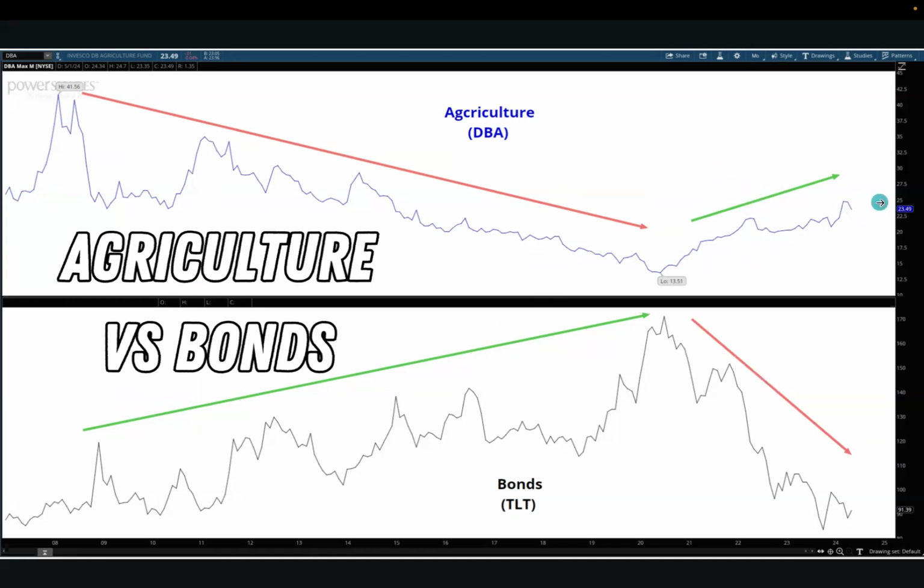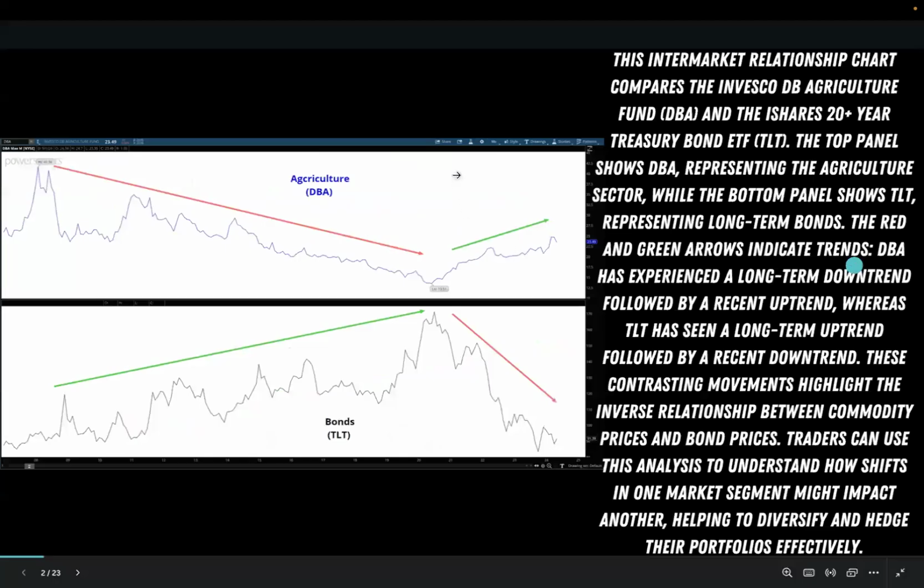You can see here recently over the past couple months, DBA has been rolling over and starting to pull back a little bit, while TLT is actually getting a nice little bounce here. So this is just one thing that I like to monitor. And again, this is how you guys can use it. This is one of the many different chart layout packages that I put together for you guys.